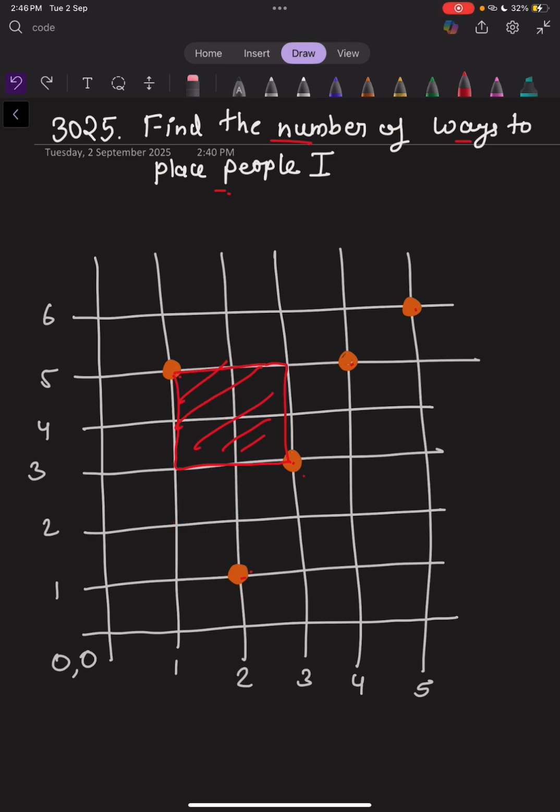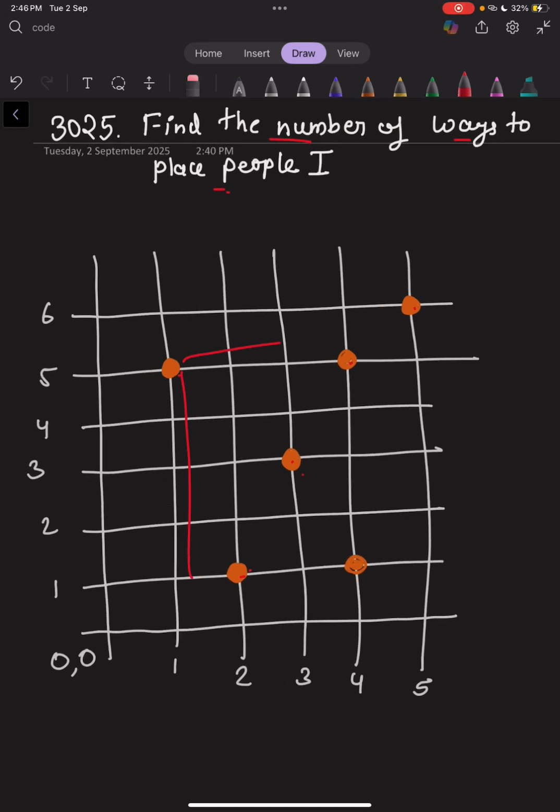So, there is one more condition: suppose we have one point here, we don't want to consider this one as a rectangle, because this point is coming under this rectangle, this point is coming under this rectangle, and this one is also coming under this rectangle. So basically no other points can come into this rectangle. These are the two conditions: they need to form a rectangle and no other points can come into this rectangle.